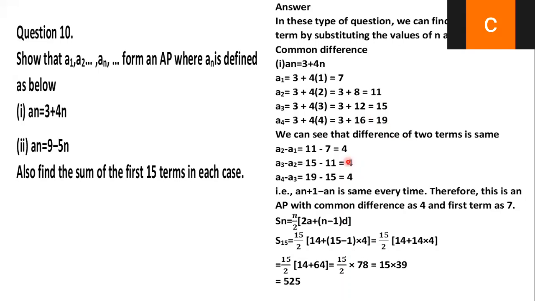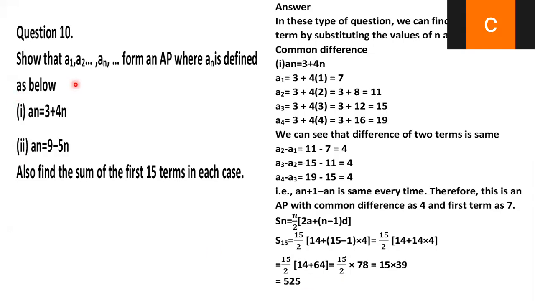Any doubt in this, children? No, ma'am. So from this we got to know A value is 7, D value is 4. Yes, they're asking us to find the 15th term. 15 divided by 2. So A value we got 7, D value we got 4. Apply those values in the equation. So 2 into 7, 14. 15 minus 1, it is 14. D value 4. Is 15 by 2 into 78. It is 525. Anyone have doubt?